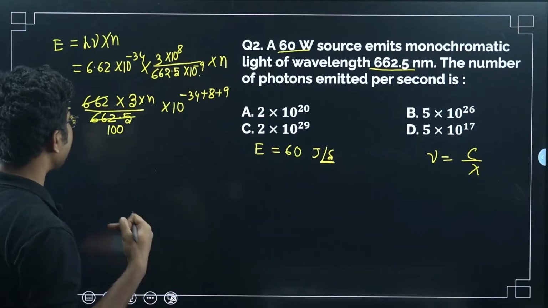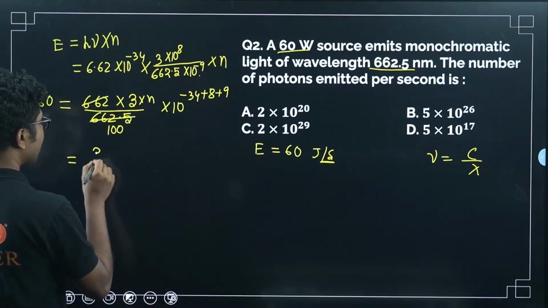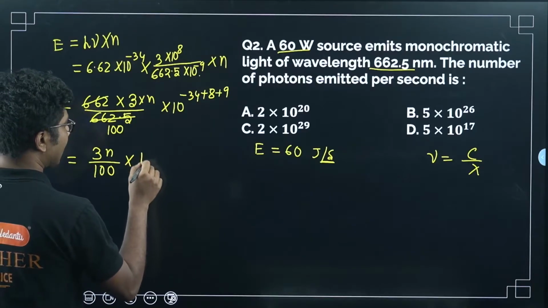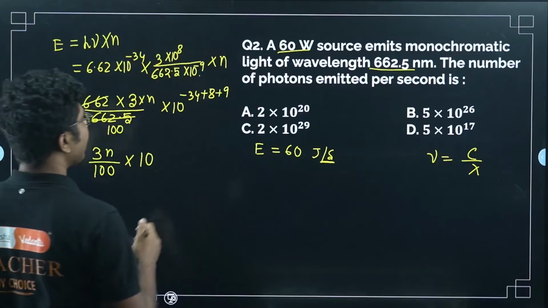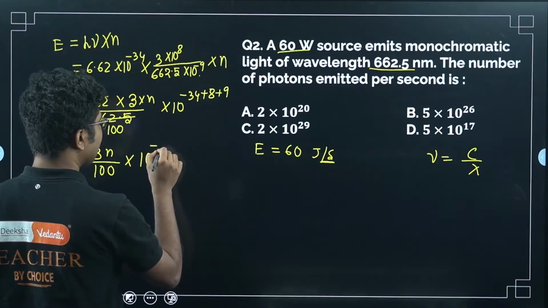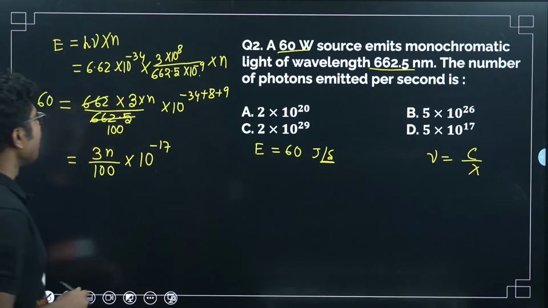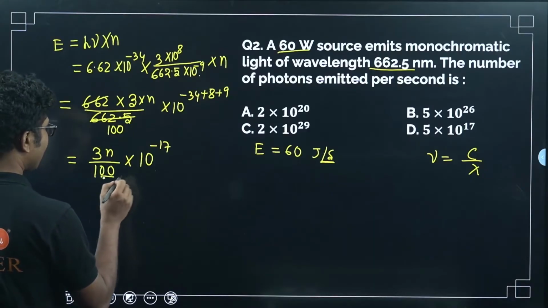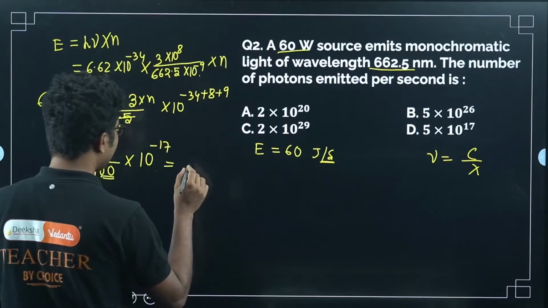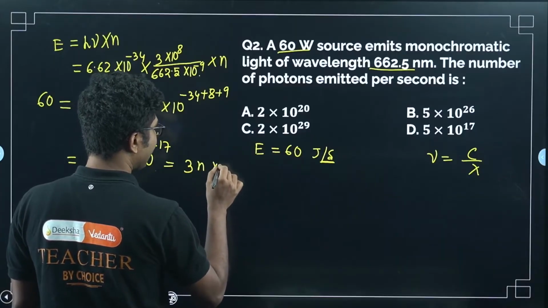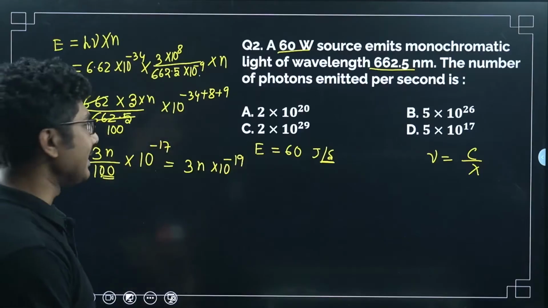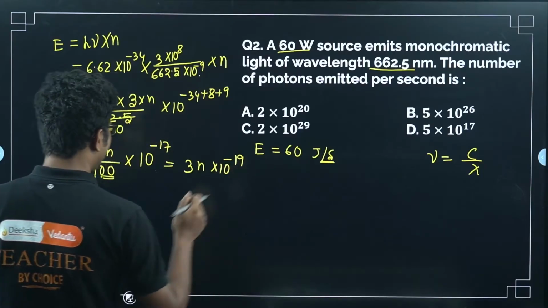This is the approximated calculation. As we know, we are not supposed to use a calculator, so you have to use your brain to do approximated calculations. So it will be 10 to the power of minus 17. Now two zeros extra appeared, so you have to write it as 3n times 10 to the power of minus 19.